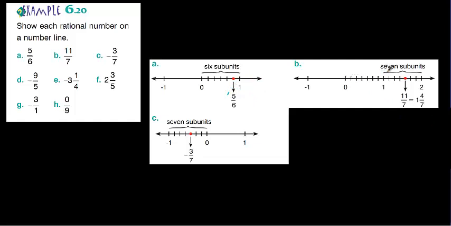The next one is 11 over 7. Here we divide between 0 and 1 into 7 equal parts, and between 1 and 2 into 7 equal parts. Pardon, I need to count from 0. 1, 2, 3, 4, 5, 6, 7, 8, 9, 10, and this is the 11th part. This is 11 over 7. At the same time, when you convert to a mixed number, it is 1 and 4 over 7. 1 and 1, 2, 3, 4, so 4 over 7.